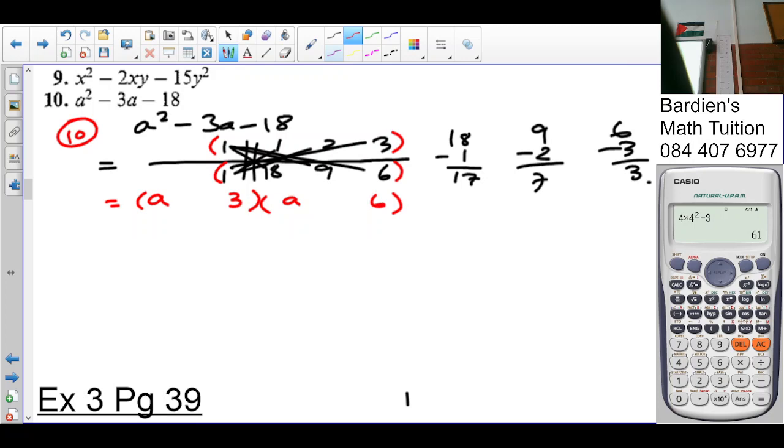What about our signs? Different signs. 1 plus, 1 minus. So the bigger one is going to be the sign of the middle term, which is minus. So the 6 is minus and that one is plus. Okay, you guys understand? Any confusion? No?